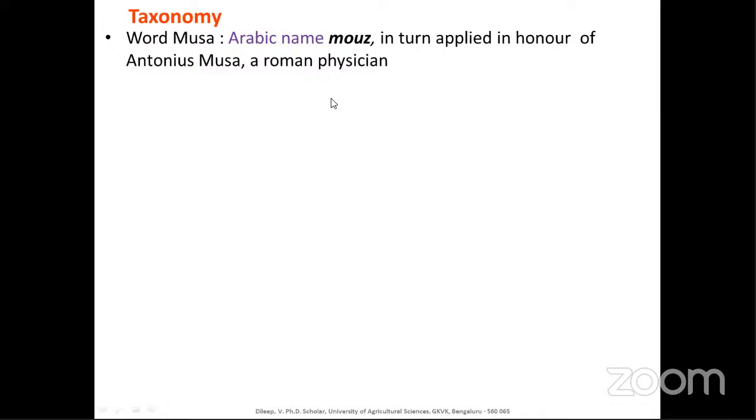So here comes the Arabic word. Whatever the crop, the words that are derived from the Arabic language, you have to note it down and put it in the same place, so that it will be remembered for a long time. So the Arabic name is M-O-U-Z, Mouz. The word Musa is known as Mouz in the Arabic language, and in turn it is applied in honor of Antonius Musa. He was a Roman physician. We don't want all these things.